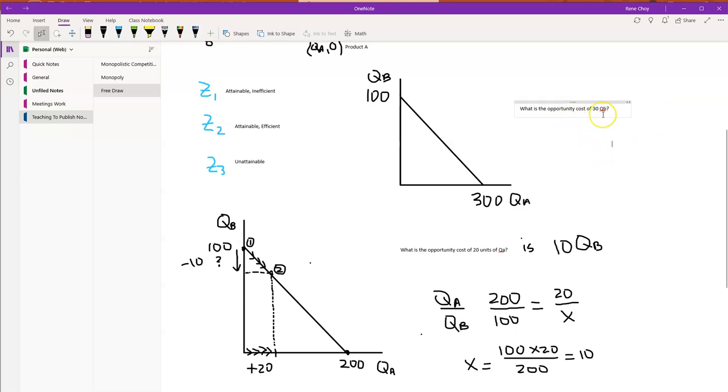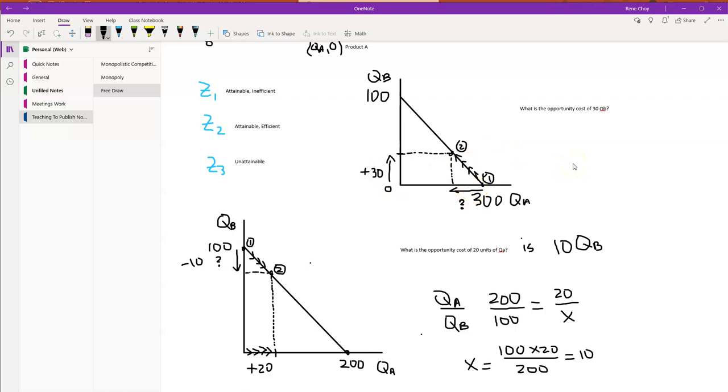So what is the opportunity cost of 30 QB is basically asking you how much QA do I have to give up. So if I wanted to have at least 30 QB, if I want to be there at least at 30, then how many QA do I have to give up in order to do that? This is the question that we're asking ourselves. It's very similar to saying I was at point 1 and I want to move up to point 2. So if I want 30 QB, how many QA do I have to give up?